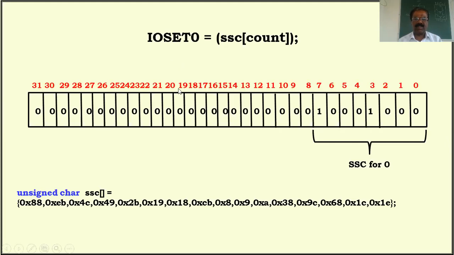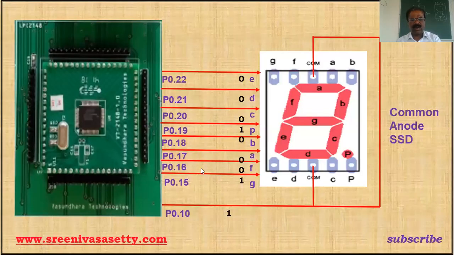Therefore, in this case, we know that in the previous circuit, in this circuit, we are using P0.15 to P0.22.